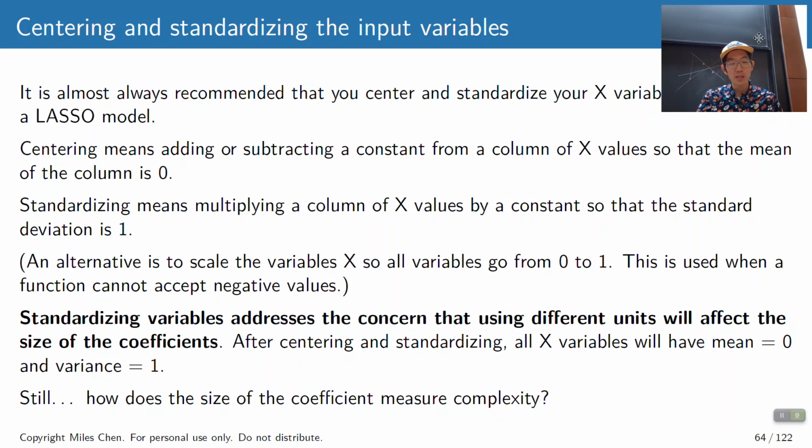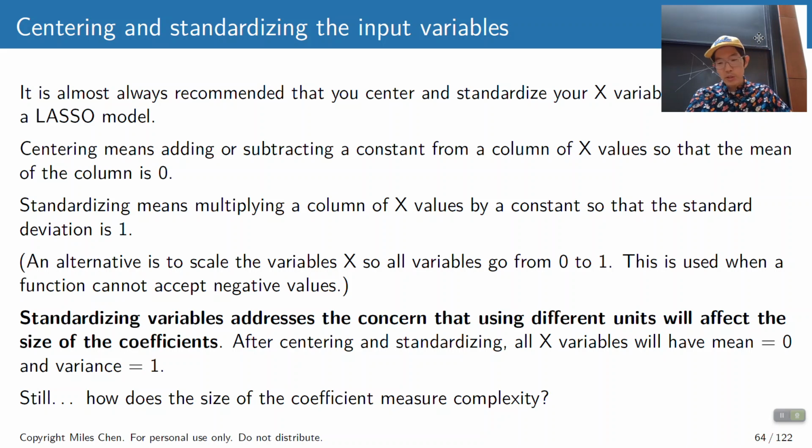So basically, subtract off the mean so that the mean is 0, divide by the standard deviation so that the standard deviation is 1, okay? So that would be standardizing your values. An alternative way to standardize would be to scale all of the values so that they go between 0 and 1. And that would be something if you can't have negative values or something like that, okay? So standardizing the variables addresses the concern of different units. And so that's one thing that's important, okay?